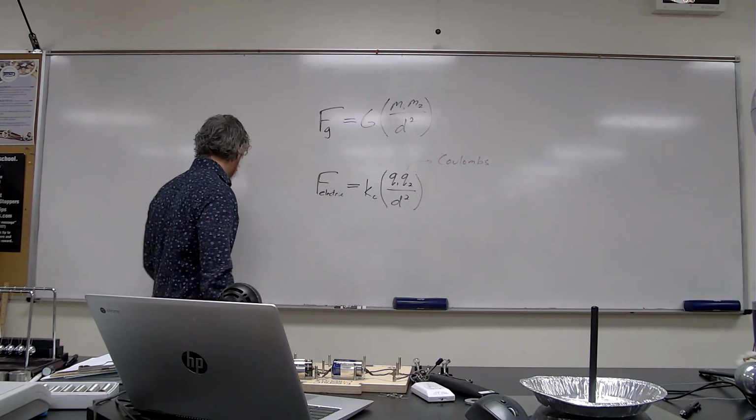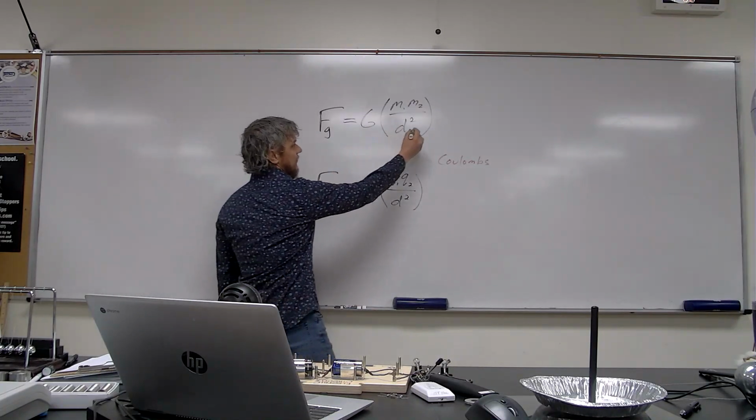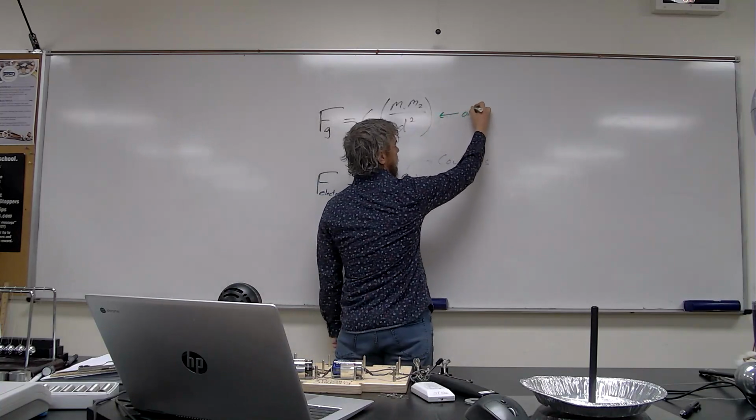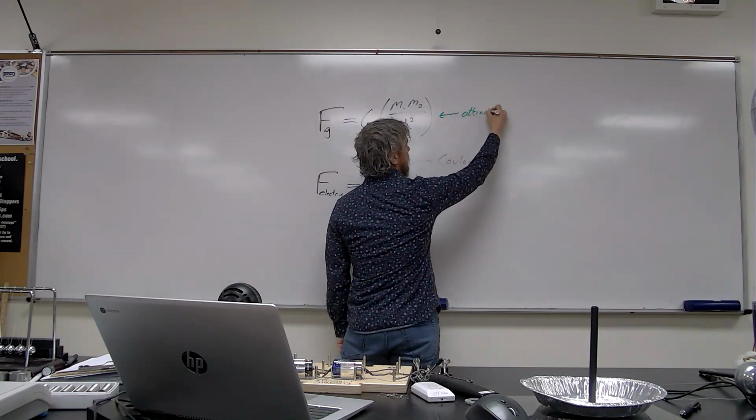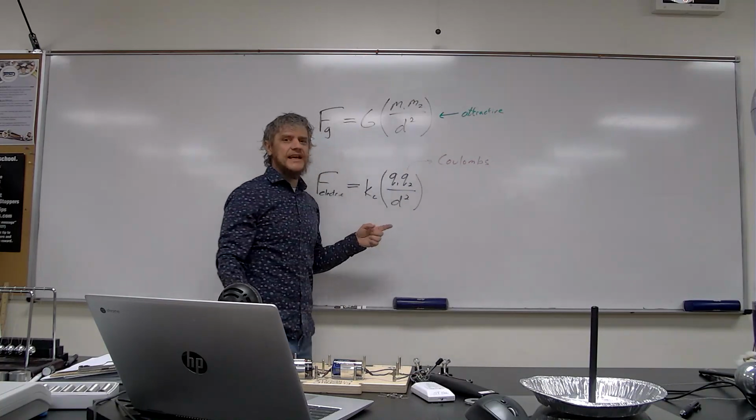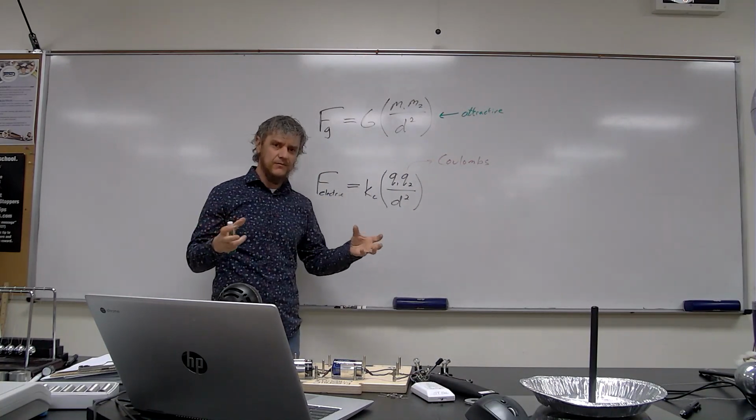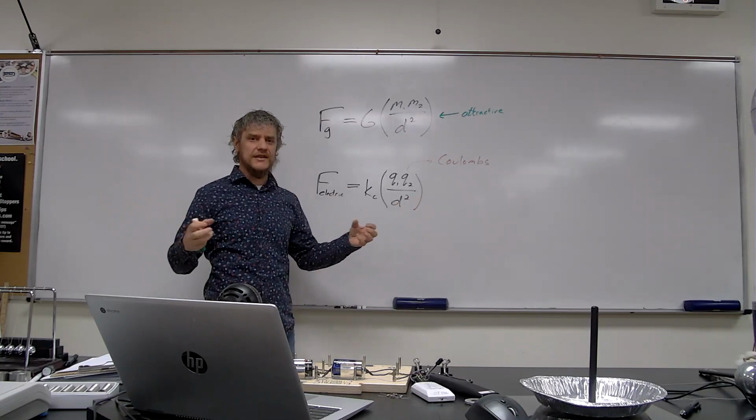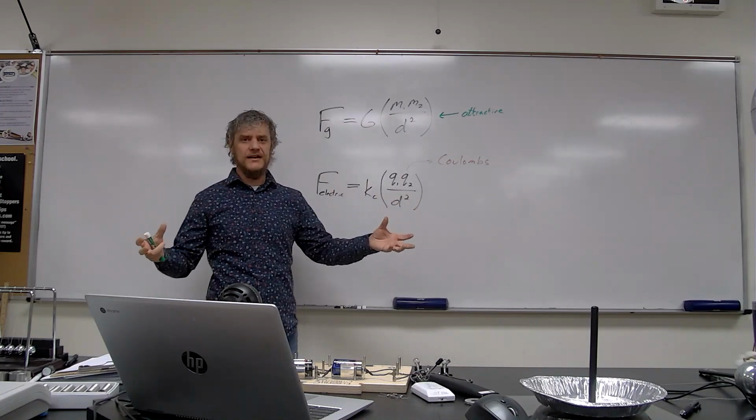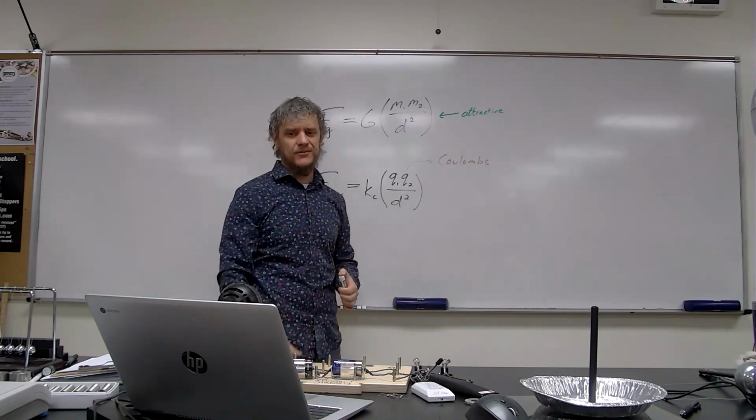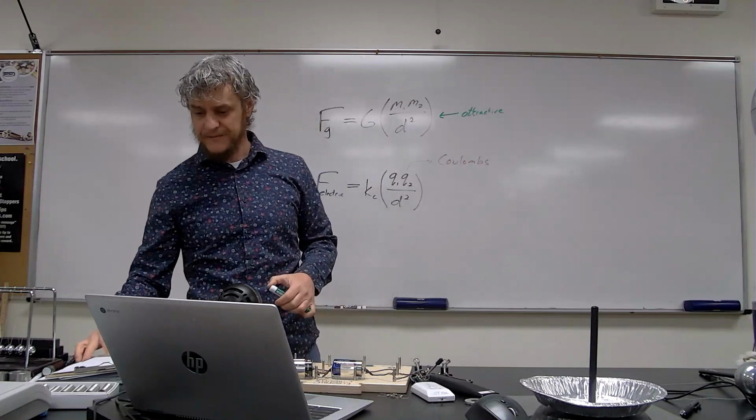Now, the major difference is that the gravitational force is always attractive. The electric force can either be attractive or repulsive. If I have two positive charges, they repel. If I have two negative charges, they repel. If I have a positive charge and a negative charge, they attract. And we've already seen that with this little tape demo. Okay.